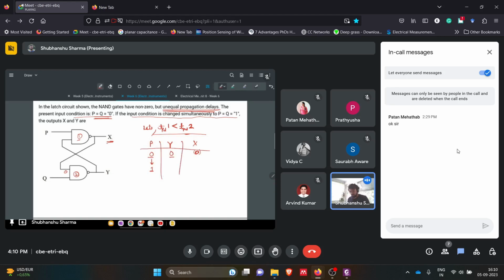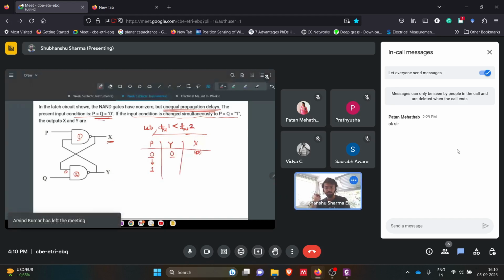So now again, we have the initial condition of p as 0. Then we assume the initial condition of y as 0. Now we change the state of p to 1. We will come to q now. So now what will happen? If this was 0, this 0 will come here. We change this to 1.